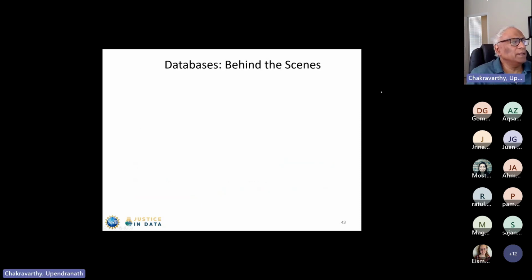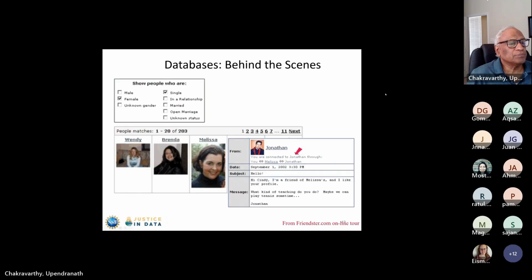So how do databases work behind the scenes? Here is an example. When you go to a website and click a few boxes and some output shows up, what is happening behind the scenes is a DBMS is being used for the data storage. The things that you put here are converted into an SQL query, and the query is run on the DBMS. The output is packaged and shown on your website. So this is the typical way DBMSs are used today.